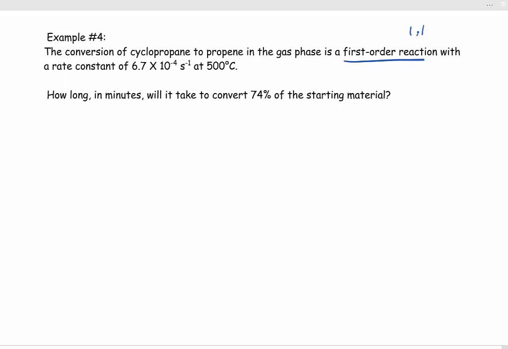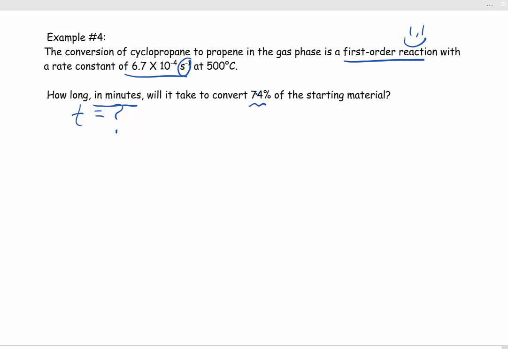You like that? It's telling us the order. With a rate constant, given, notice first order units at 500 degrees. How long in minutes, so we want to know time, will it take to convert 74% of the starting material?